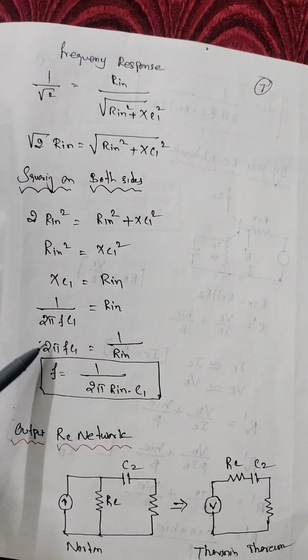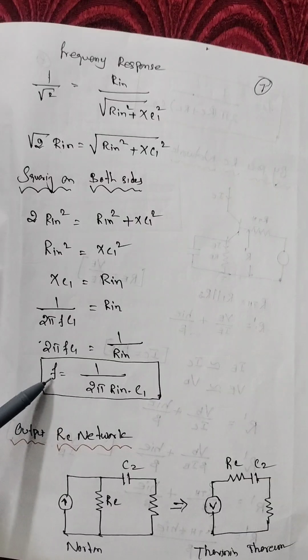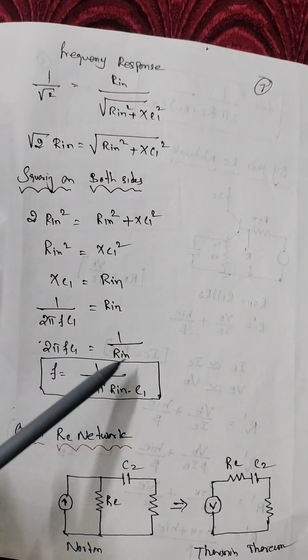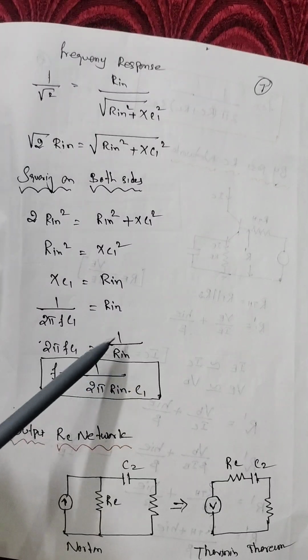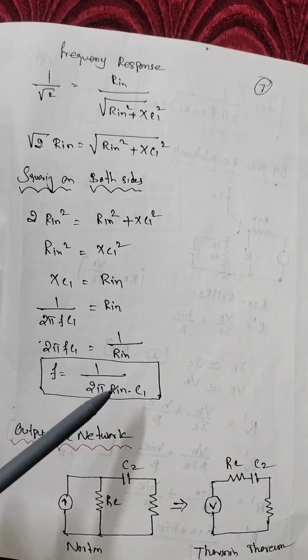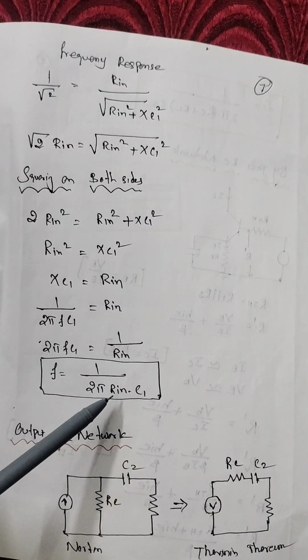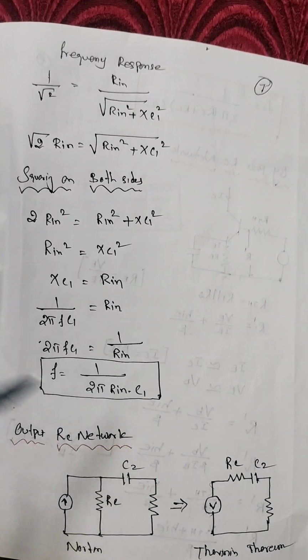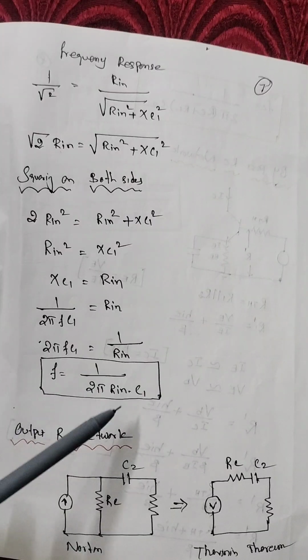In this we find out the frequency, no. So f is equal to the entire thing, then what happens, 1 by 2 pi rc. Instead of r I put Rin because this is the input side, input network, no. Normally it is 1 by 2 pi RC; what I did is I put Rin in this place. Are you clear? Now the input RC network is over.